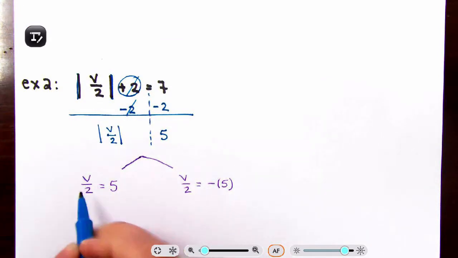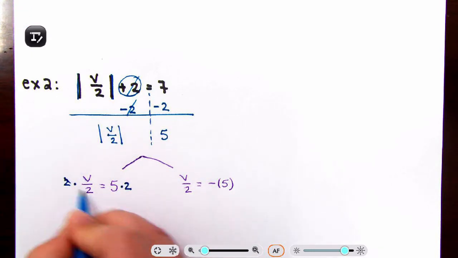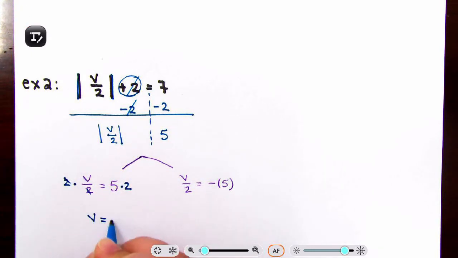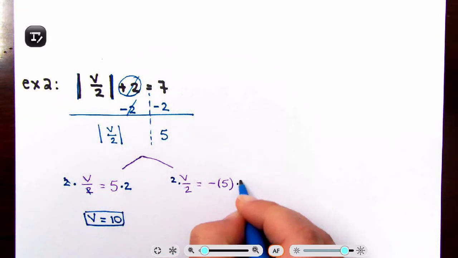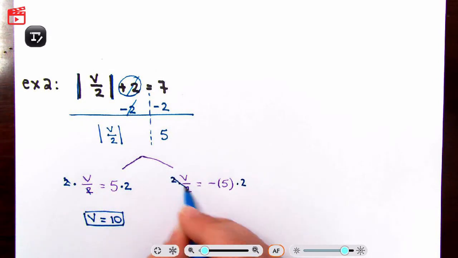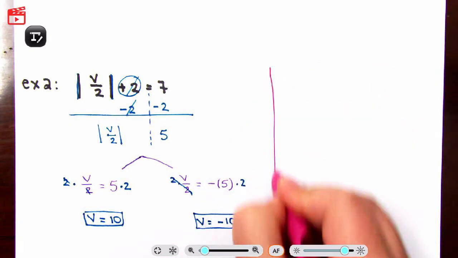I have v divided by 2, so I'm going to multiply by 2 both sides. So my 2's go away. v is equal to 10. It could be equal to 10. Is it equal to 10? Maybe. We don't know. Same thing. I'm going to multiply by 2, but now I have a negative. So v is equal to negative 10. Are these our answers? I don't know. Let's check. Going to do our check here.